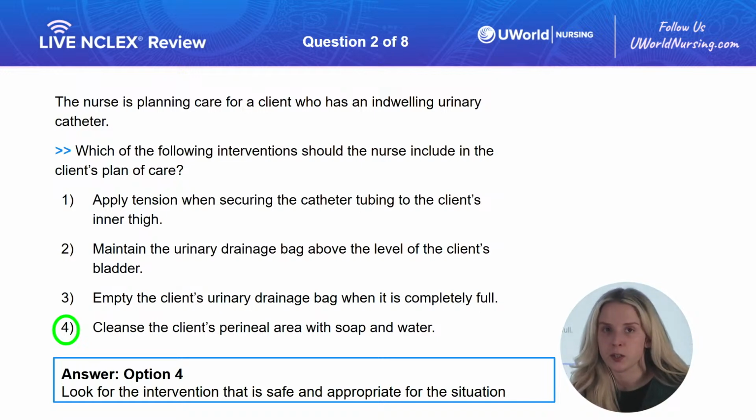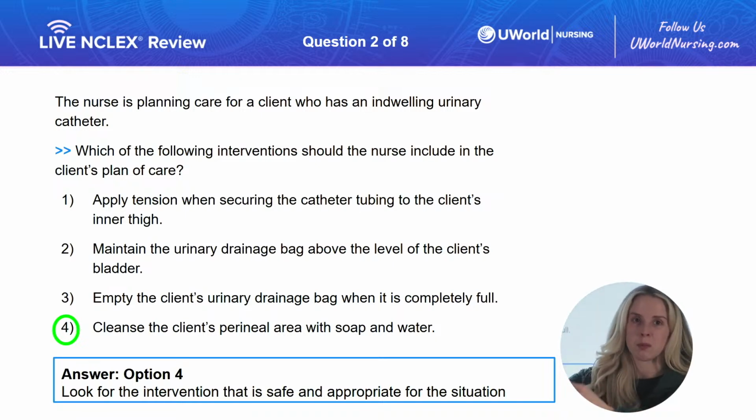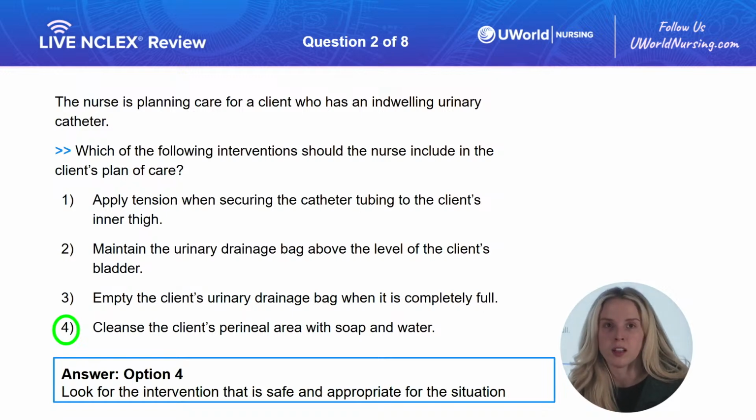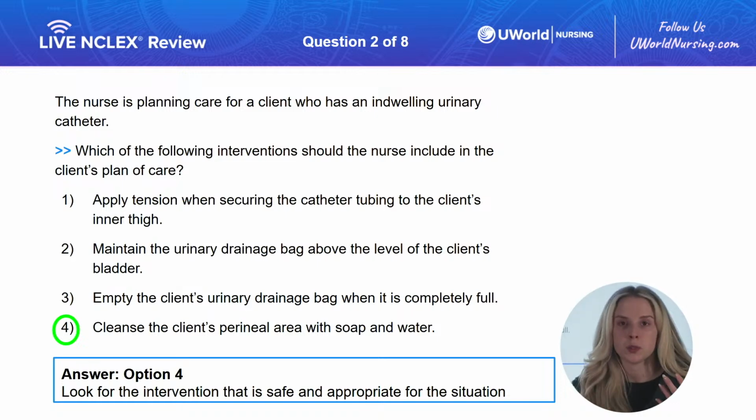2 is maintain the urinary drainage bag above the level of the client's bladder. We want to go below the level of the bladder. This is so we allow gravity to do its thing, let that urine run down into the bag. If the bag is above the bladder, that urine is not going to be able to work against gravity and flow up into it. Option number 3, empty the client's urinary drainage bag when it's completely full. We do not want to wait until it's completely full. We want to do it sooner, probably around half to 3/4. We want to prevent the backflow, because letting it be completely full means it's going to push some urine back up into the bladder, and we want to avoid that. So again, option 4 was our correct option.